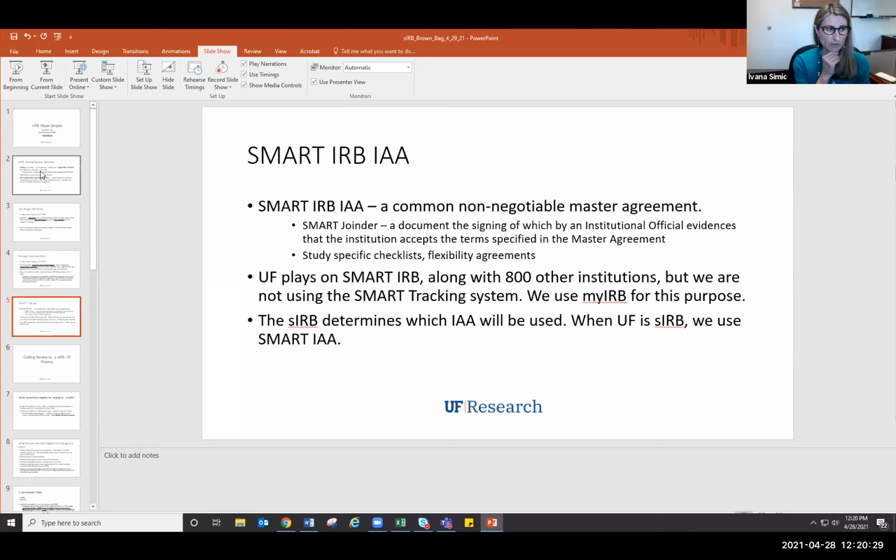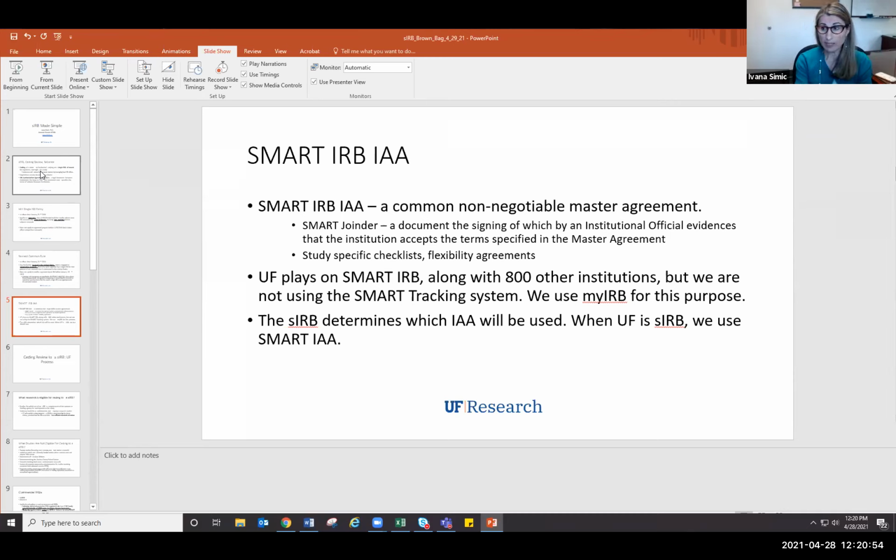Now, UF is a Smart IRB IAA user, along with some 800 participating institutions. However, we are not using their tracking system, which is a web platform for tracking reliance. We have My IRB that tracks reliance, so we don't have to depend on that. And institutions widely differ on whether they use it or not.